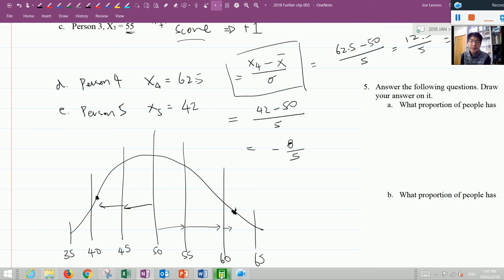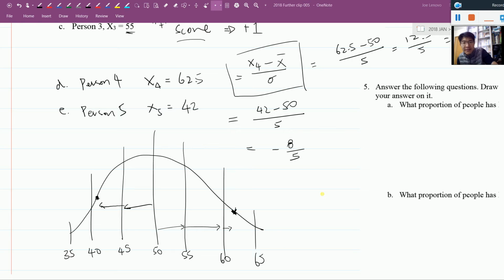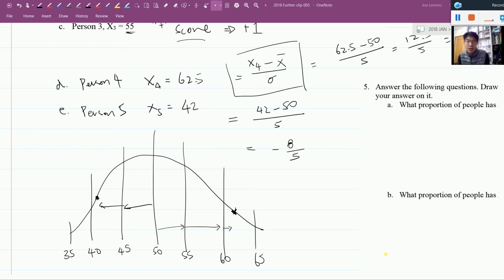So let's do it on the calculator. 8 divided by 5. I've got 1.6, but it's going to be a negative. So therefore, -1.6 would be the z-score.